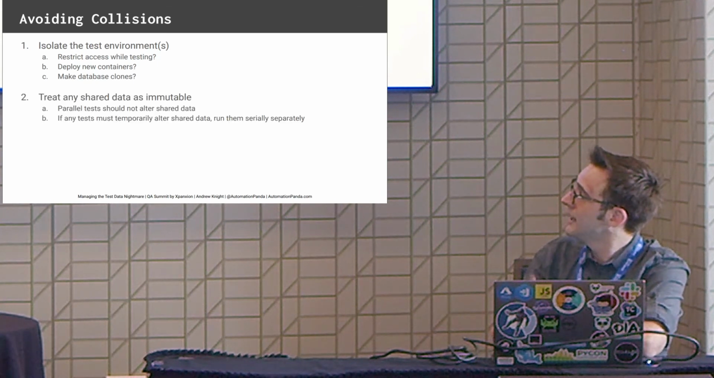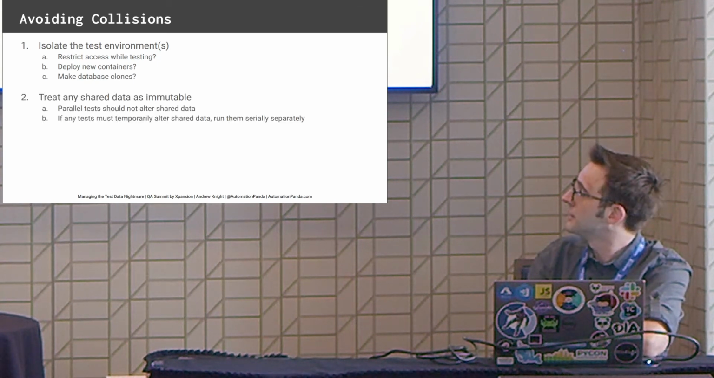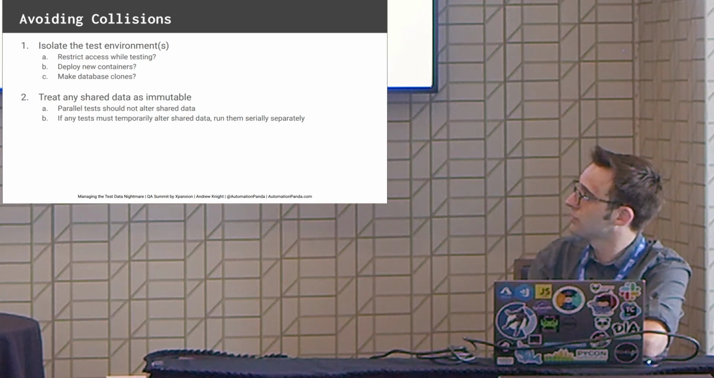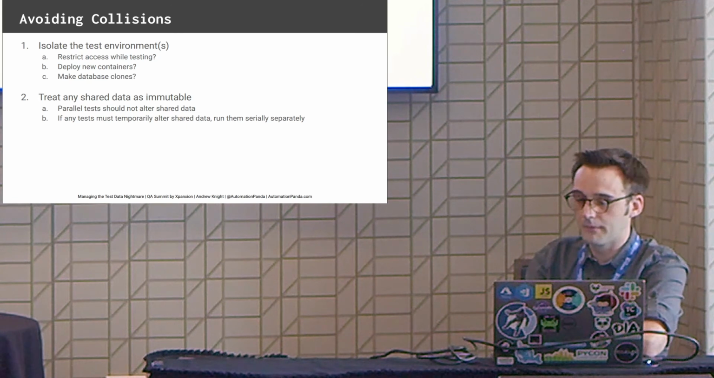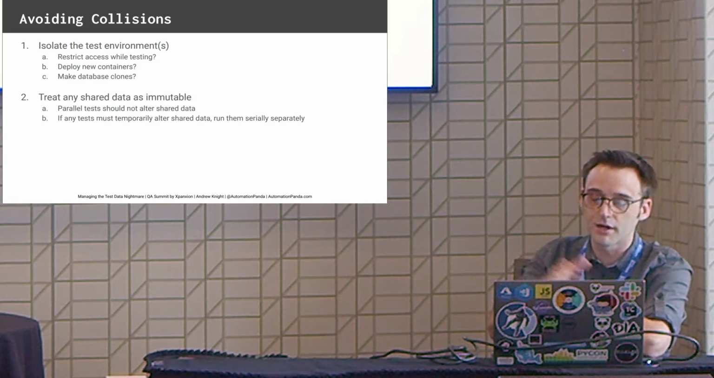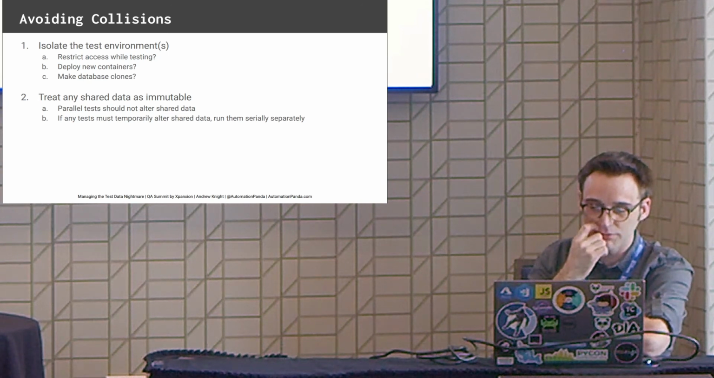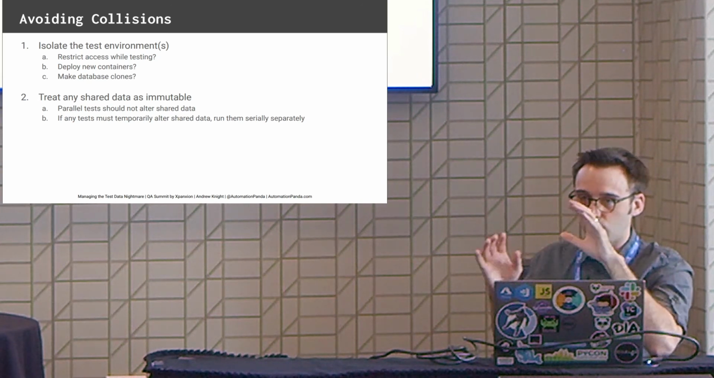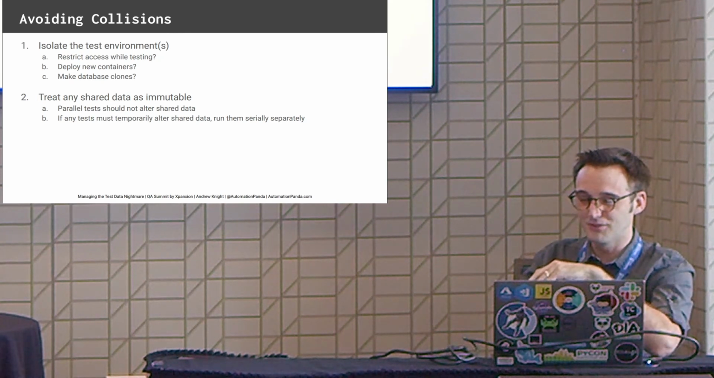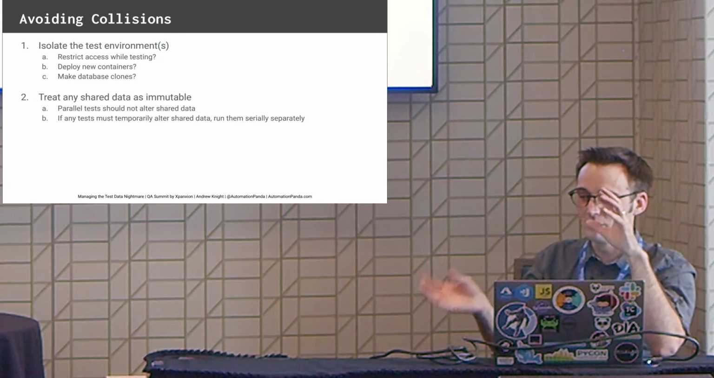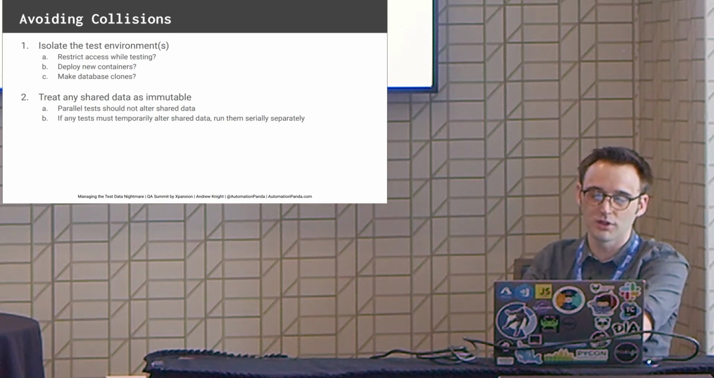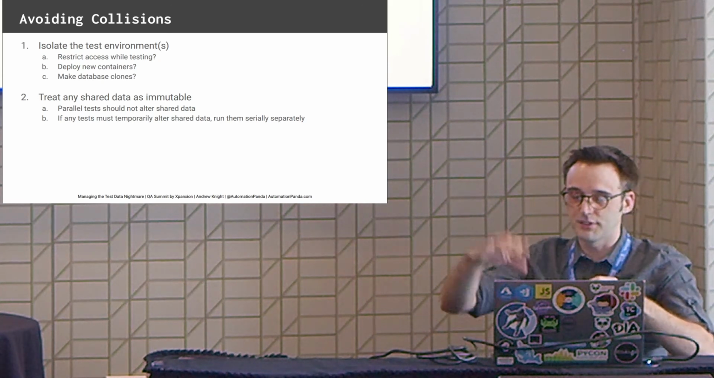Secondly, treat any shared data as immutable, meaning constant or unchangeable. If you are in a shared environment, you're going to be using the same config data, the same product data. So anything that can be shared between tests, while one test is operating on it, don't change it. Because if your data is treated as constant, then multiple tests could access that same data at the same time without having to worry about one making a change to it that could break another test.